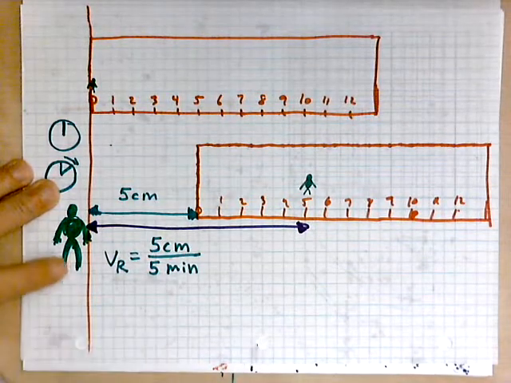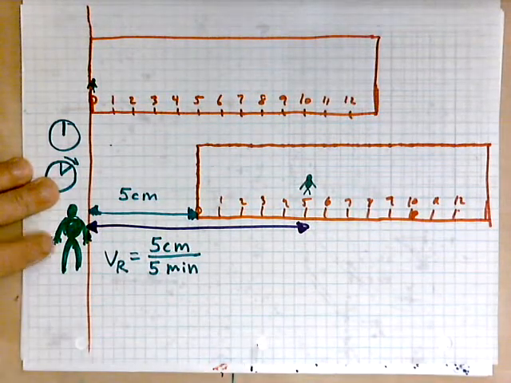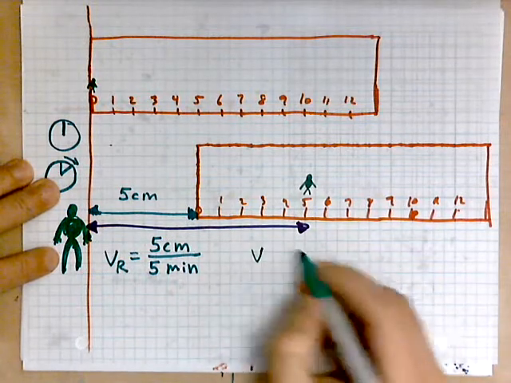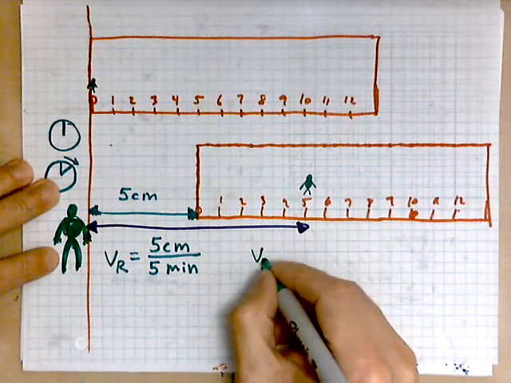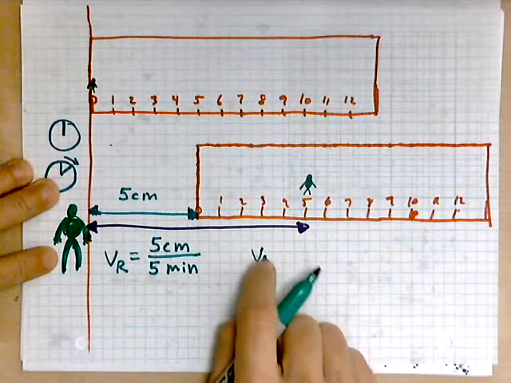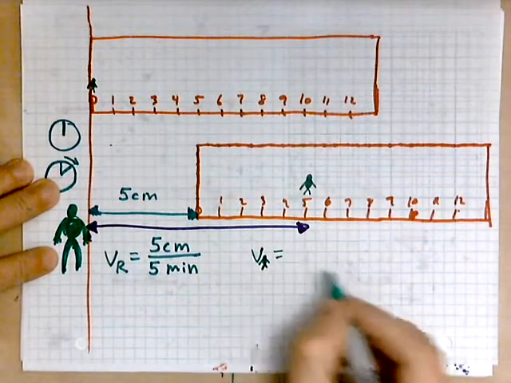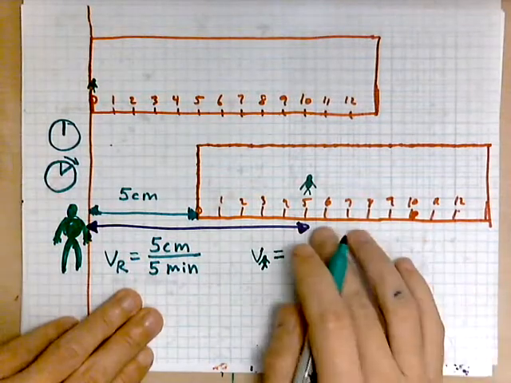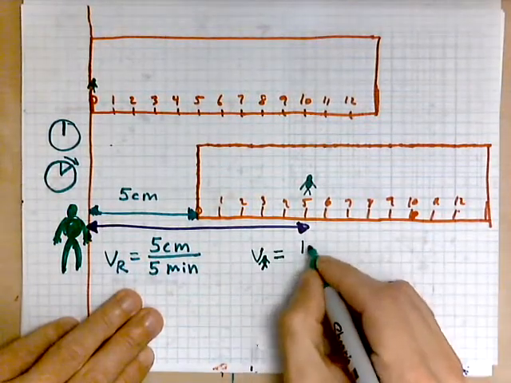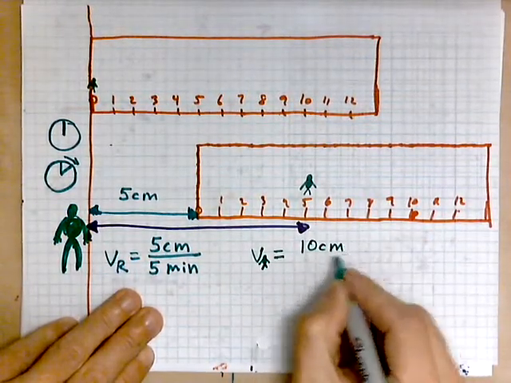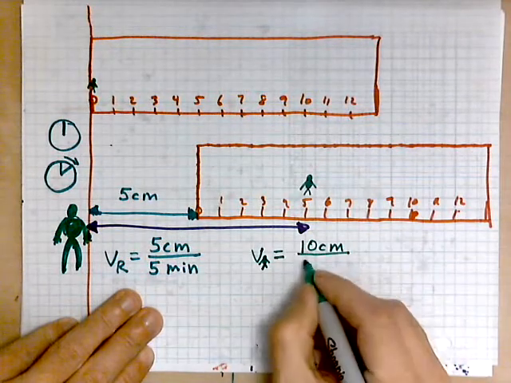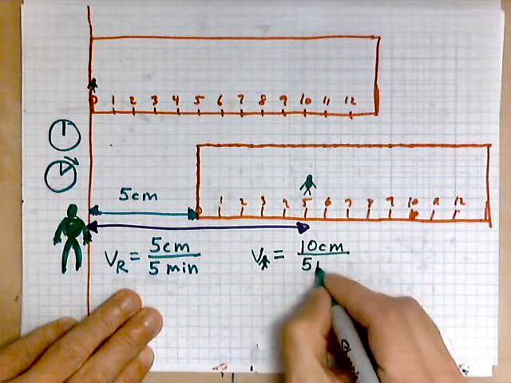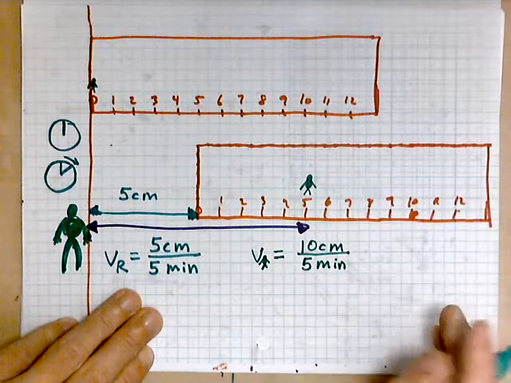Which means the following. The velocity of the little green guy here, I'm using him as the subscript, the velocity of the little green guy is the distance he travels, which is 10 centimeters, divided by the same period of 5 minutes.